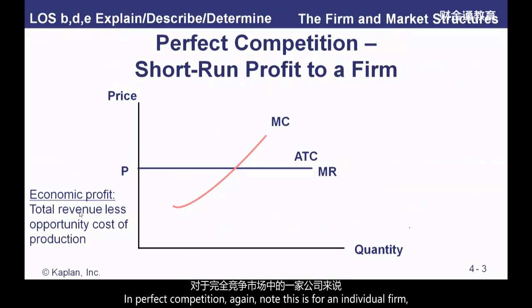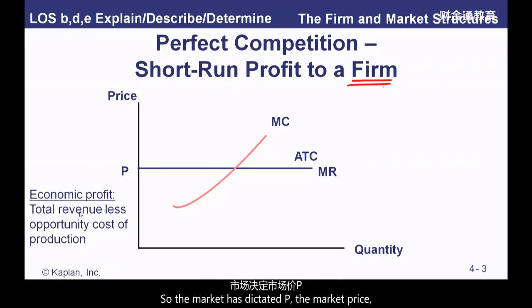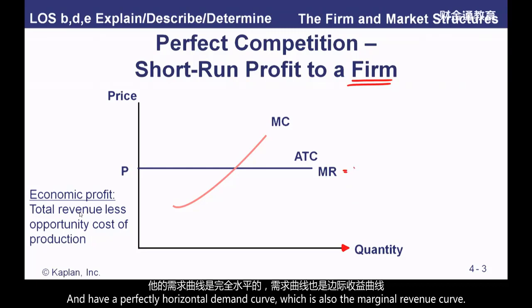In perfect competition, again, note this is for the individual firm. So the market has dictated P, the market price. We therefore, as a firm, can sell as much as we like at that price and have a perfectly horizontal demand curve, which is also the marginal revenue curve.